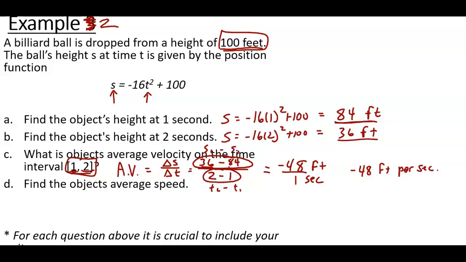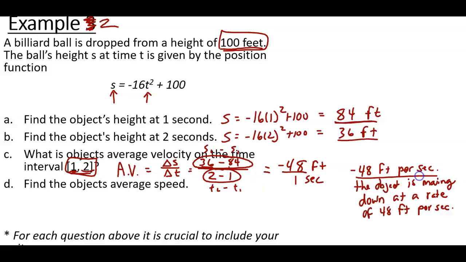So let's interpret that. That means that the object is moving downward. Why down? Because it's negative. It's moving down at a rate of 48 feet per second. That's what that means. Okay?